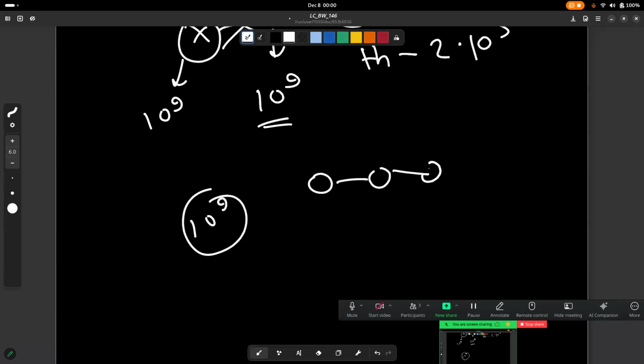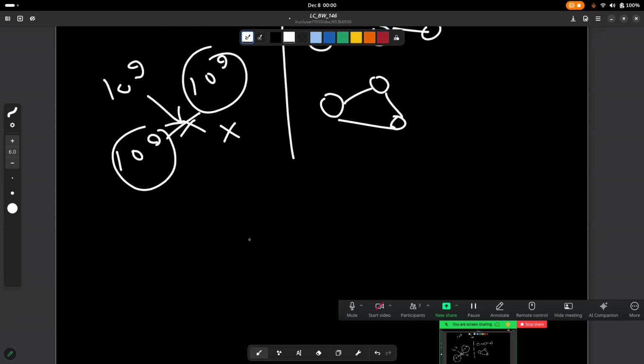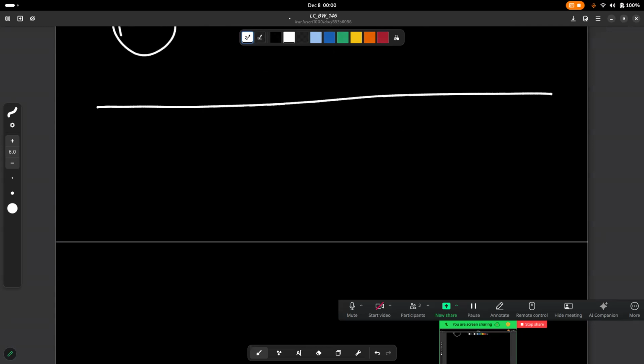So I can have different graphs over here, but these guys will never form an edge with this 10 raised to power 9. And even if there are two 10 raised to power 9 nodes, I can't connect them, because this thing once again will have a weight of 10 raised to power 9. So first is that if nums of i is strictly greater than the threshold, then the ith node will be isolated.